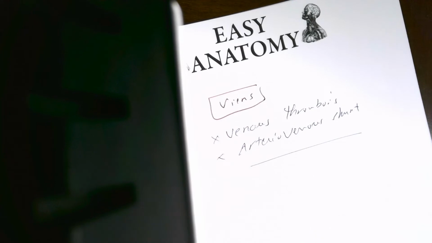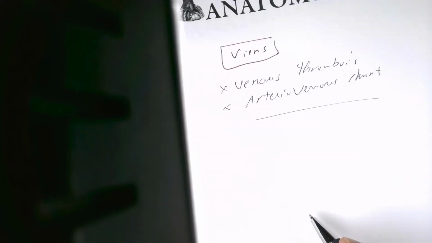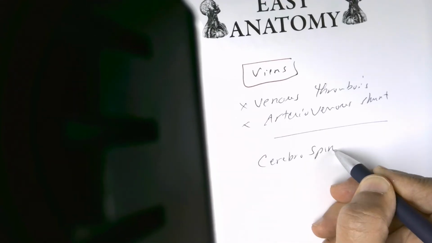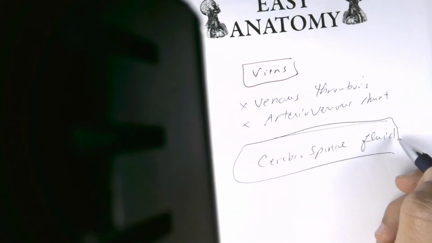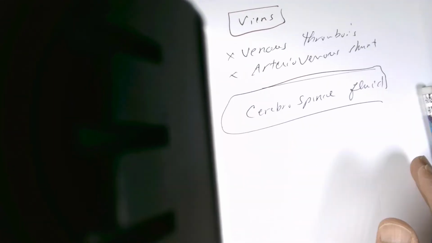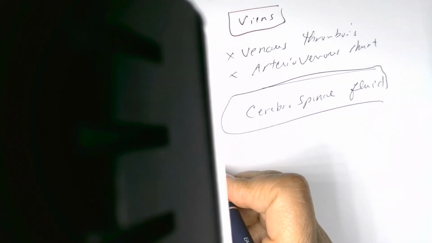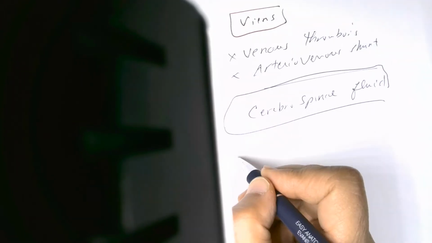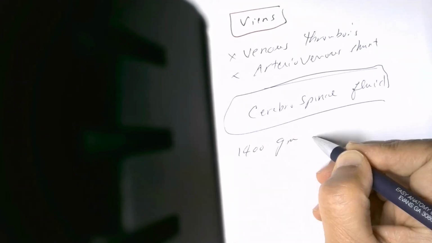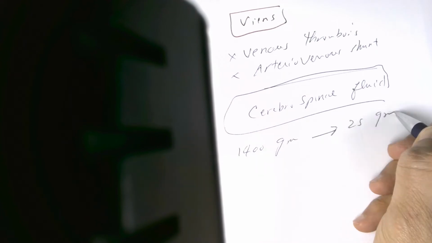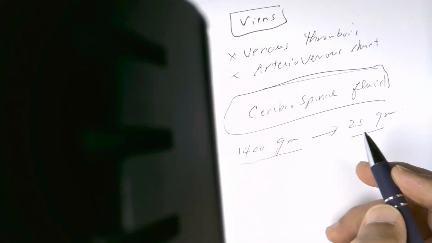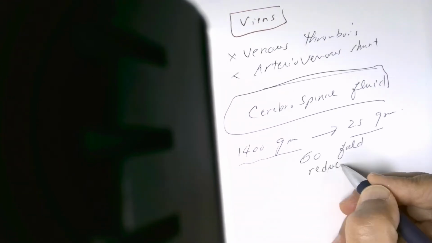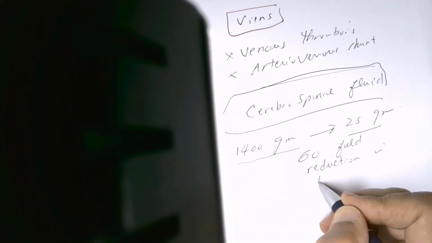Let us go to circulation of CSF. Now I am taking you to cerebrospinal fluid. What is the function of cerebrospinal fluid? First of all, it reduces the weight of the brain from almost 1400 gram to 25 gram, almost reducing the weight of the brain 60-fold. Reduction in brain weight.